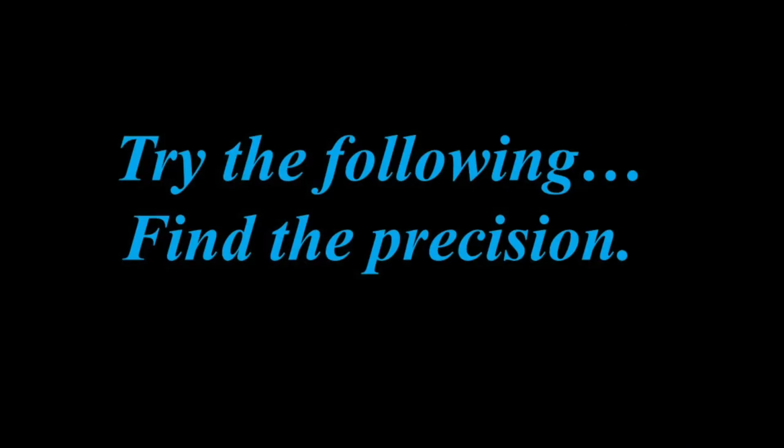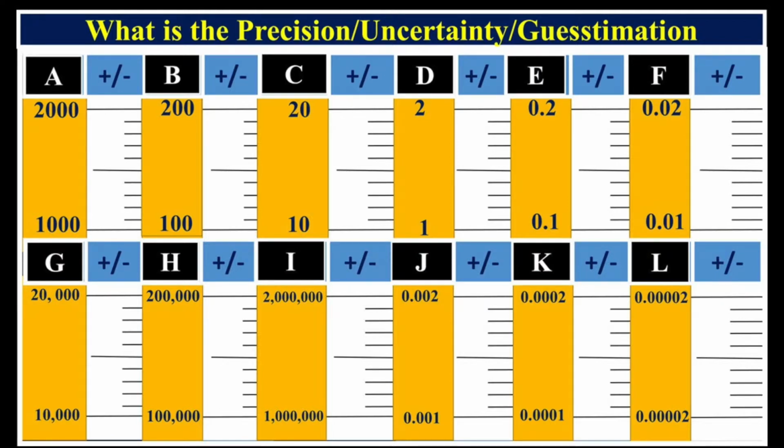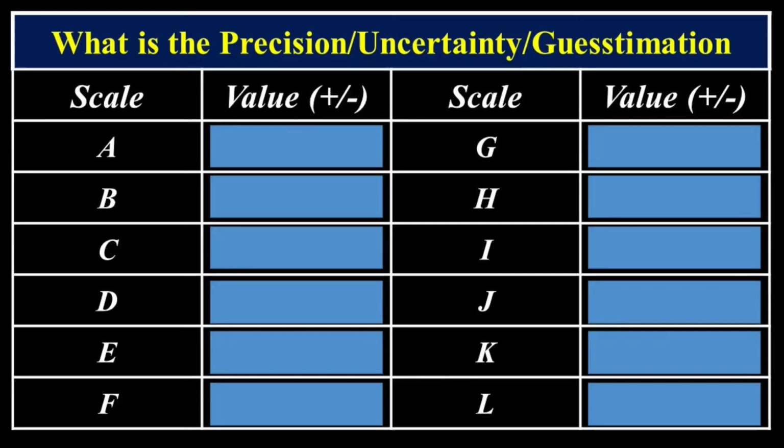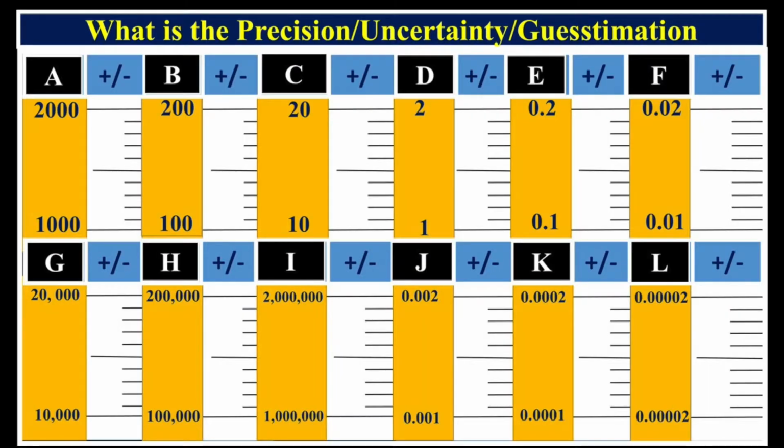Okay, now what I want to do is I want to try the following. Find the precision of each scale. Okay, so I have A through L. Right? I have A through L. I have 12 scales. So let's look at A. We'll do A first. See how the large graduations is thousands. Okay, thousands divided by 10 will be hundreds. All right, good. Then the estimated place value, divide that by 10. Okay, so hundreds divided by 10, that'll be tens.